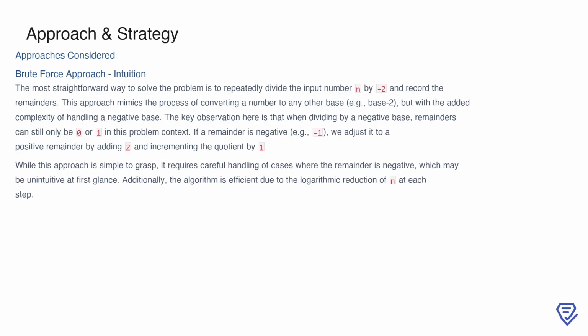or 1. However, since the divisor is negative, we might occasionally get a negative remainder, like -1. In such cases, we adjust the remainder by adding 2 and incrementing the quotient by 1 to ensure the result remains valid. While this method is intuitive and easy to understand, it requires careful handling of these adjustments, which can be tricky at first. On the plus side, the approach is computationally efficient because each division step reduces n logarithmically, making the algorithm run in O(log n) time.